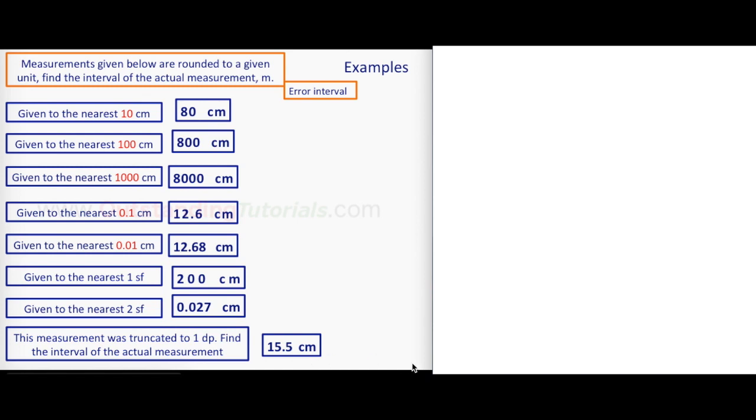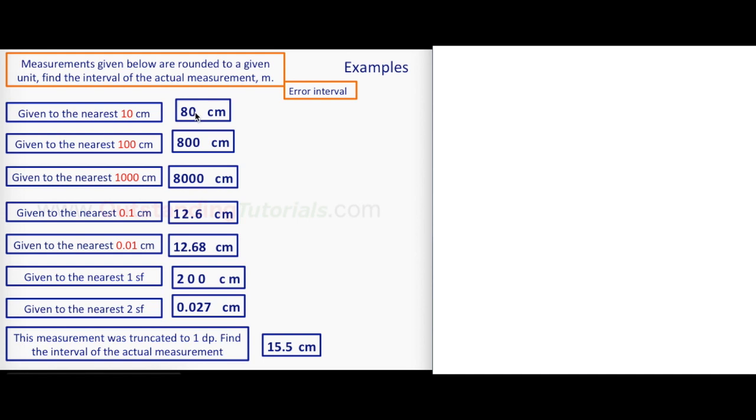Okay, so also I've written here, so let's read the question, because the way these questions are worded, there's keywords here too. So it says measurements given below. These are the measurements given below. These are the actual measurements after rounding. Are rounded to a given unit. Find the interval of the actual measurement m. So this is the given unit.